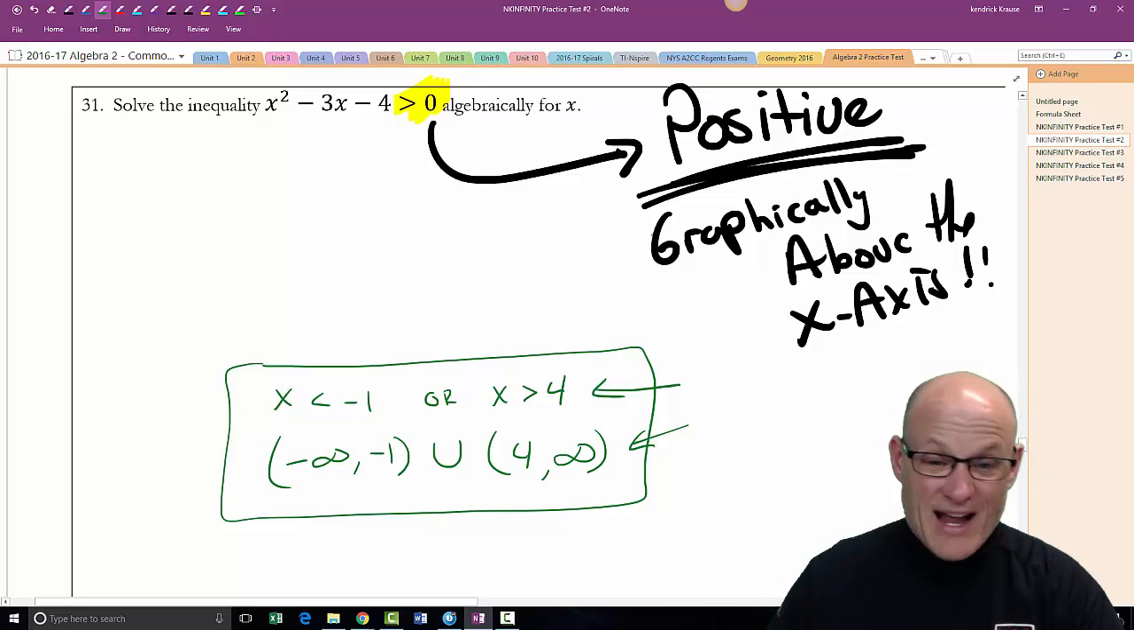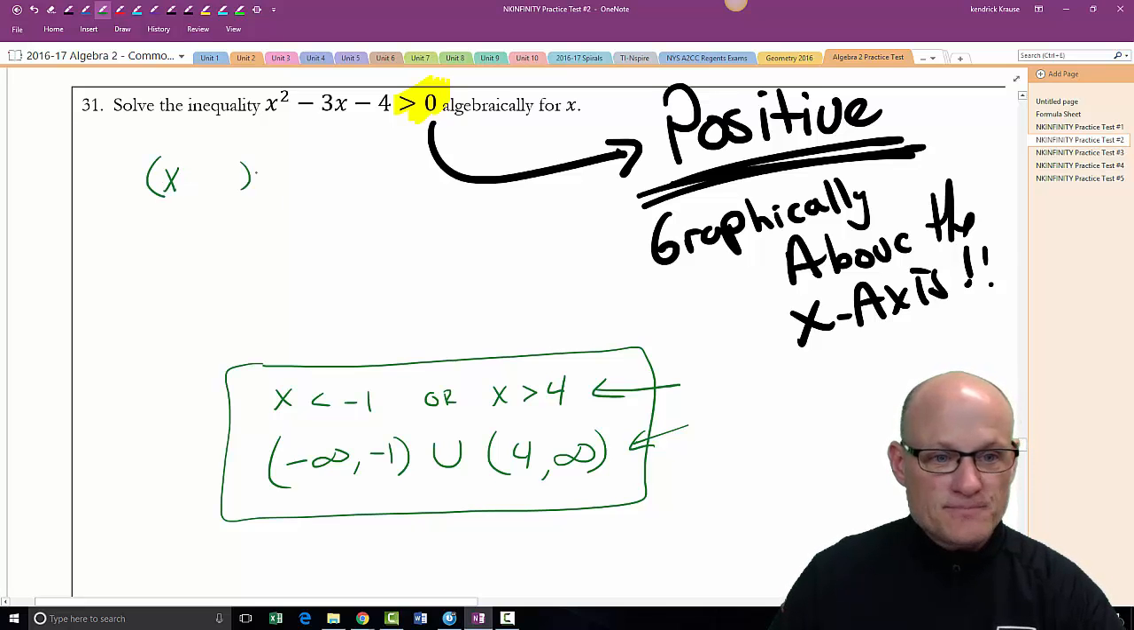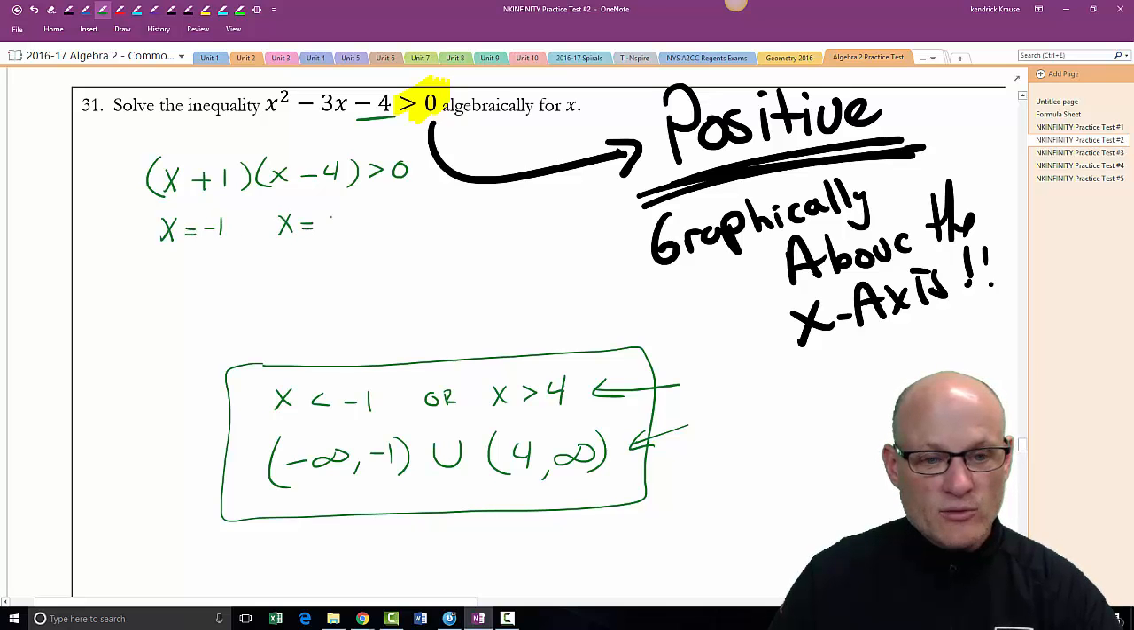Another way I can do this is graphically. But what we're going to do is first factor this thing. We're going to show some math. x times x, multiply to -4 and add up to -3. That should be pretty easy. -4 and +1 gives me my two numbers, x equals -1 and x equals 4.